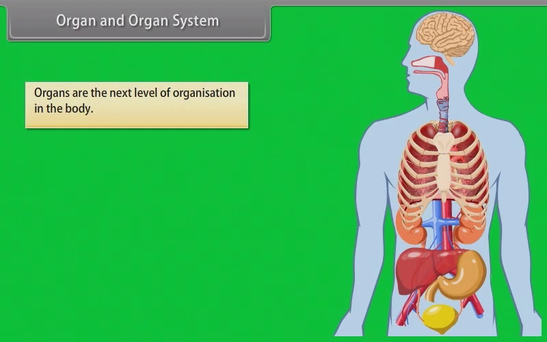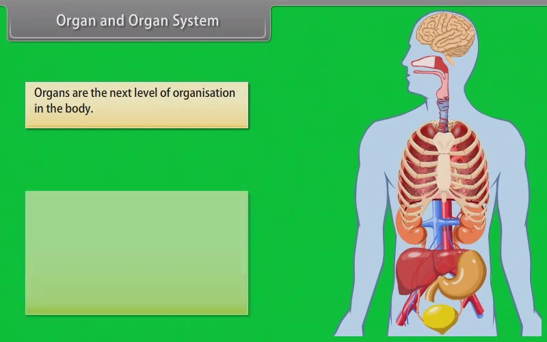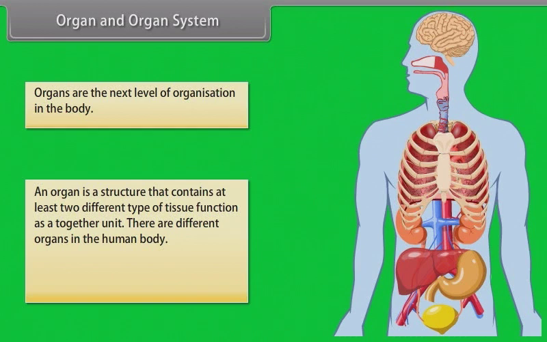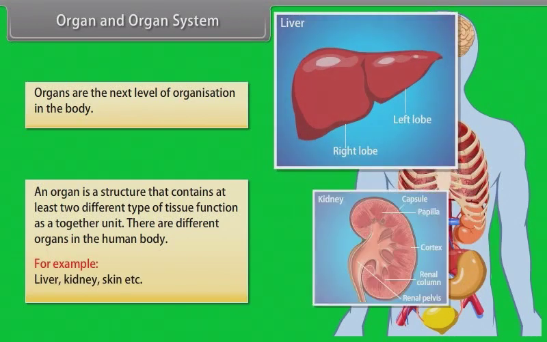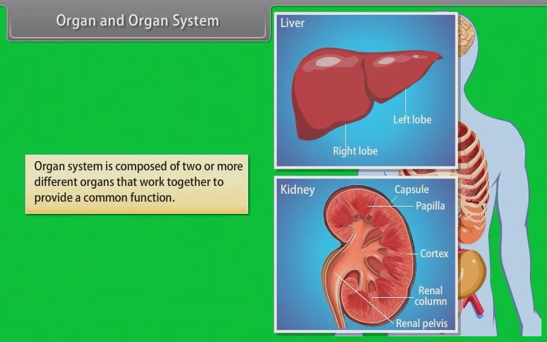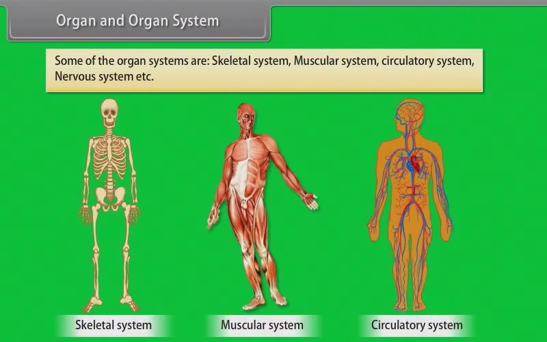Organ and organ system. Organs are the next level of organization in the body. An organ is a structure that contains at least 2 different types of tissue functioning together as a unit. There are different organs in the human body, for example, liver, kidney, skin, etc. Organ system is composed of 2 or more different organs that work together to provide a common function. Some of the organ systems are skeletal system, muscular system, circulatory system, nervous system, etc.